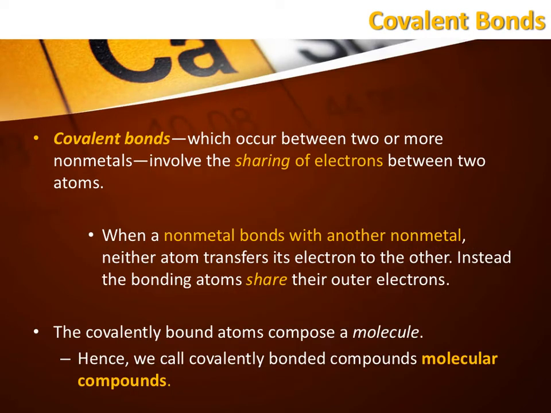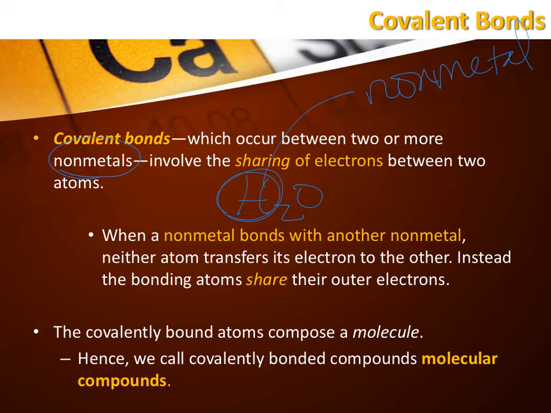Covalent bonds, on the other hand, occur between two or more nonmetals. So that is two elements to the right of the stair step. So water, for example, would be covalent. Even though hydrogen is to the left of the stair step, it is a nonmetal.